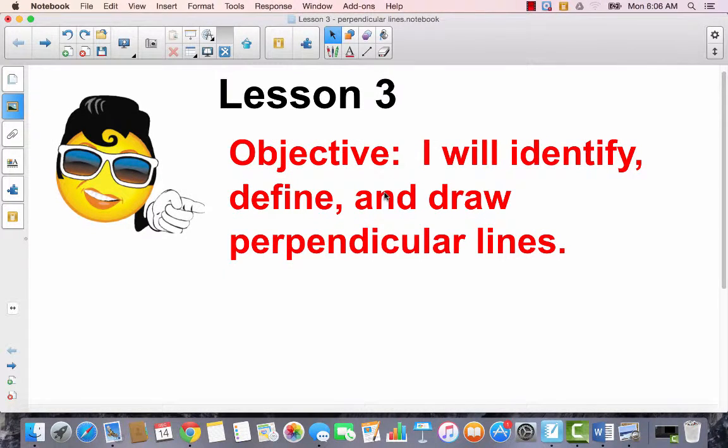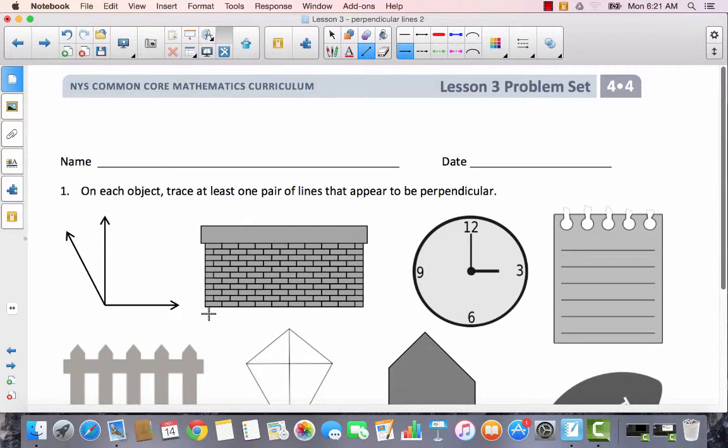Lesson 3, I will identify, define, and draw perpendicular lines. So today we're going to talk about 3 different types of lines. Get out your problem set. Go ahead and write your name at the top. And we're going to take a look here at some perpendicular lines on your problem set.